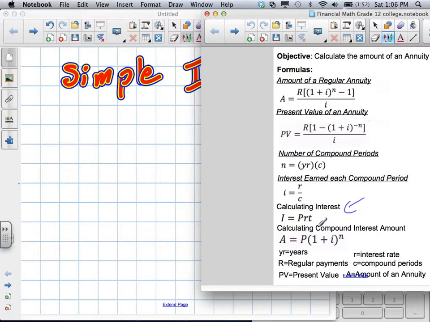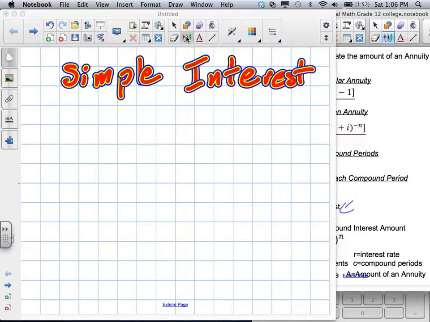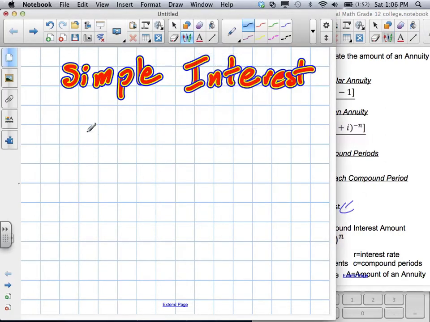Do I have the simple interest formula? Oh, I don't even have the simple interest one. Sorry. This is calculating interest on a simple interest. And then along with that, there's another formula. Now, there's a lot of letters in these things, so we're going to try to make sense of all.